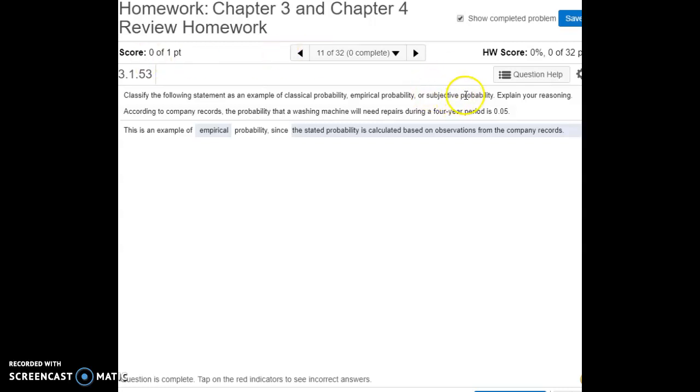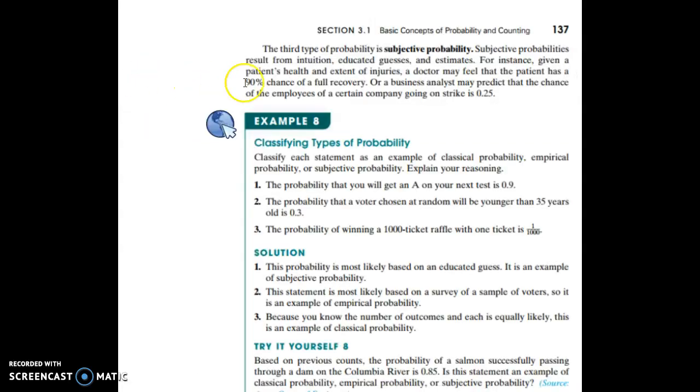The third type of probability, subjective probability, is based off of intuition, educated guesses, and estimates. A good example of that is someone trying to give the probability of a certain team winning a sporting event. They're going to use their best intuition, who they think has the better players, how they think they're going to perform, and they're going to state a probability based off of their best educated guess.